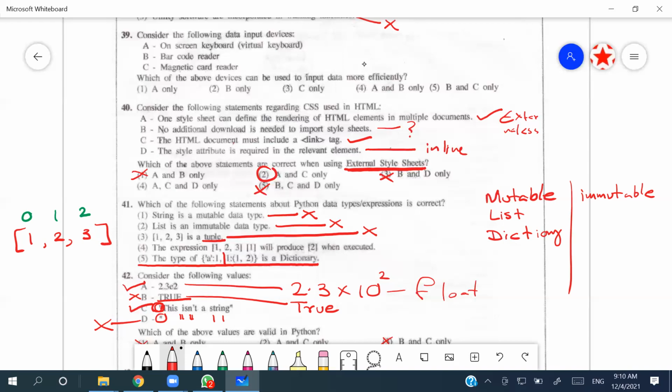In the fourth one, the problem may be with the square brackets, right? So if it asks like this, let's see whether it is going to get executed. Let's check it out.